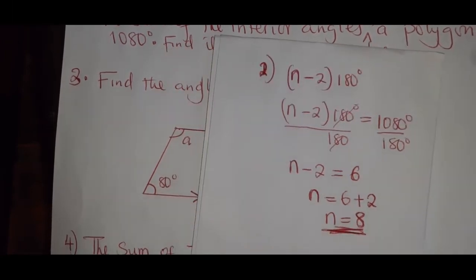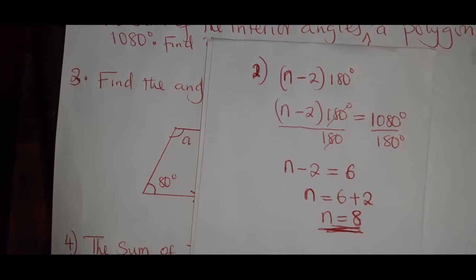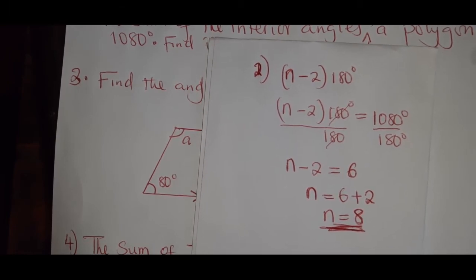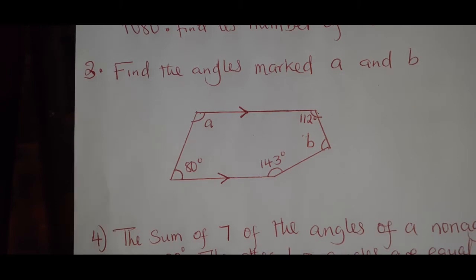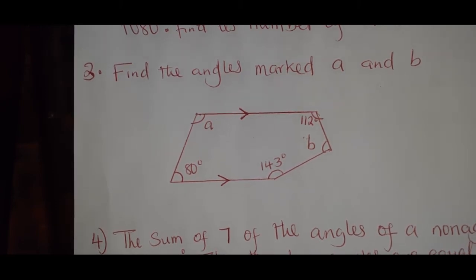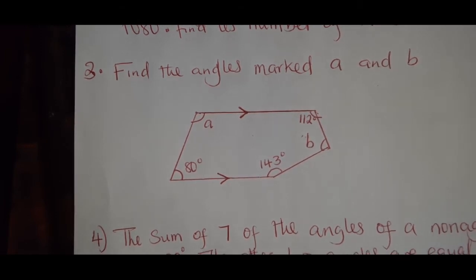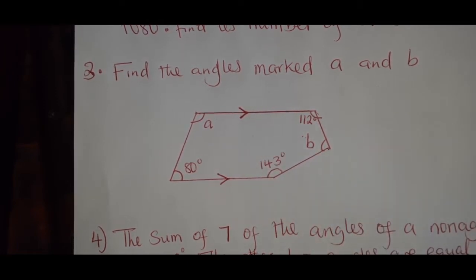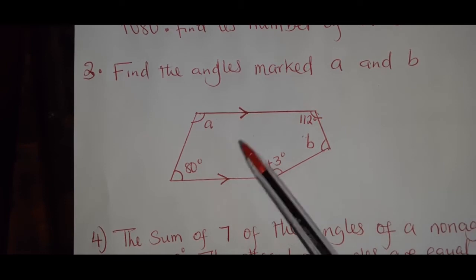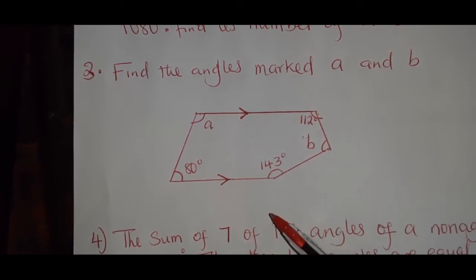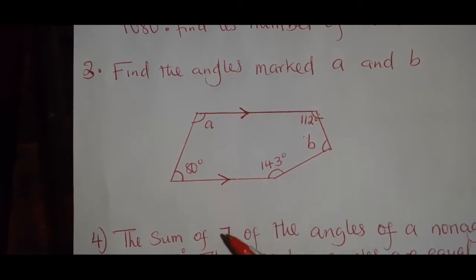Let's go to question 3. Please, can you follow me? Follow nicely, step by step. So we are on question 3 now. Find the angles marked A and B. Now, when you look at these parallel lines, they are not just there to decorate our questions. Each time when you see these parallel lines, they are meant to be used, so don't take them for granted. They are there to give you a clue or a starting point.